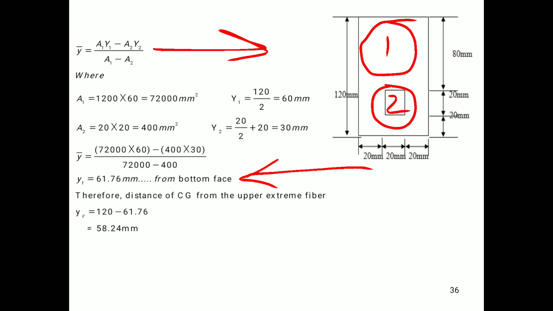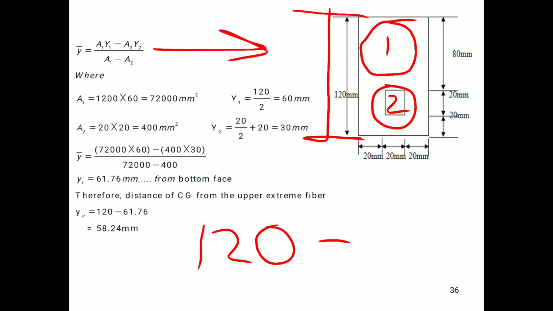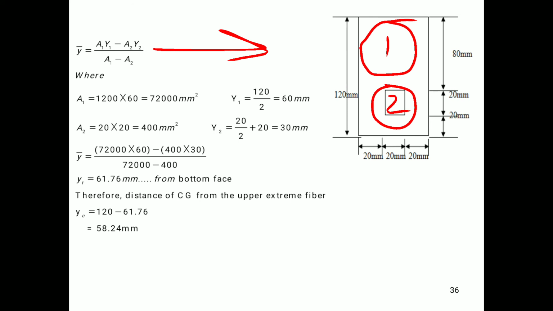Once you know the value of Yt, we can easily find out the value of Yc also, because Yc will become the total depth minus Yt. Therefore, we have total depth as 120 minus Yt as 61.76. Therefore, we have Yc is equal to 58.24 mm. In this manner, we have found out the position of neutral axis for the given section.